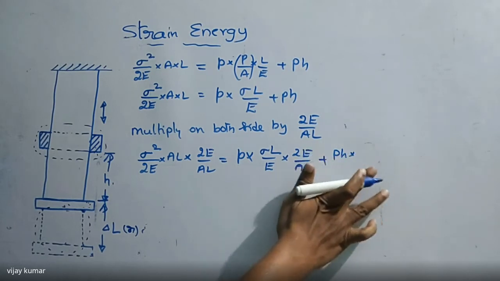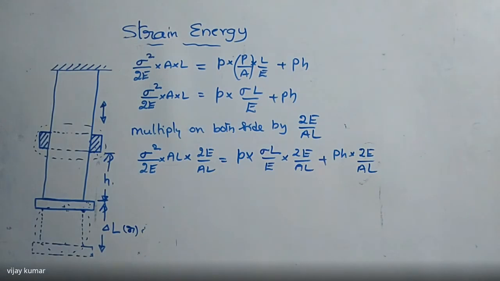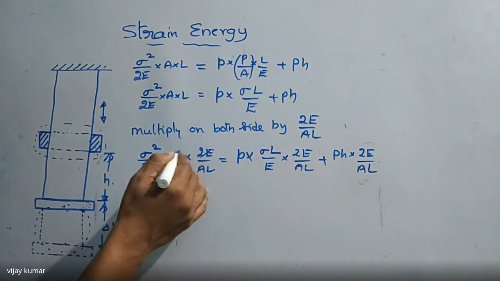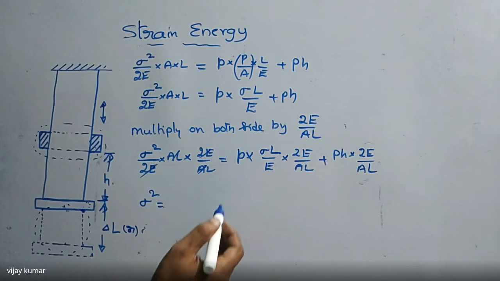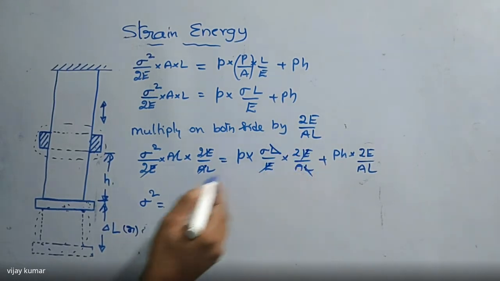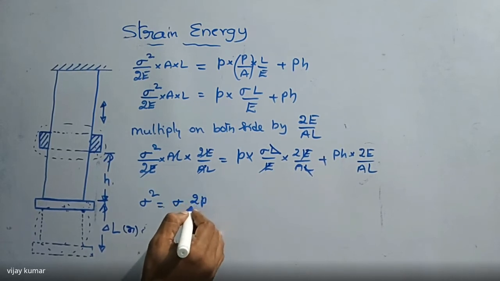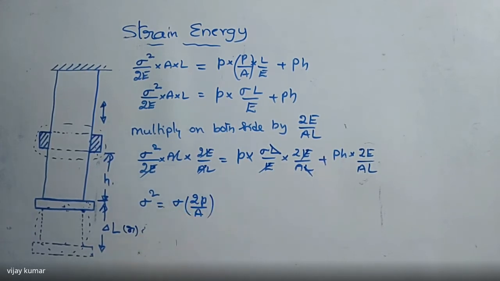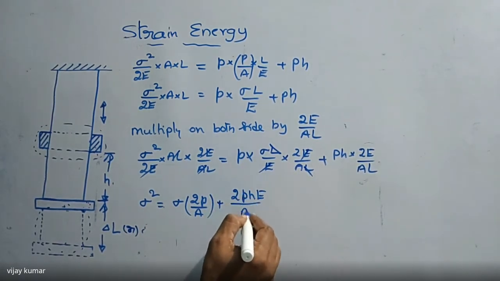So here this 2E is cancelled. Then sigma square is equal to, E gets cancelled, L gets cancelled. Then here I am writing sigma into 2 times P divided by A plus 2 into P into H into E divided by A into L.